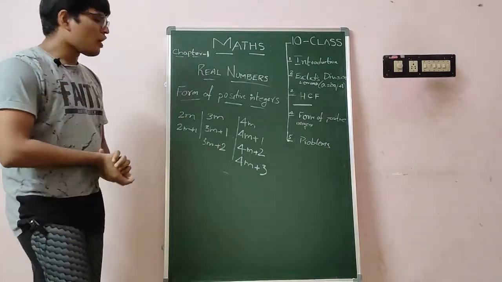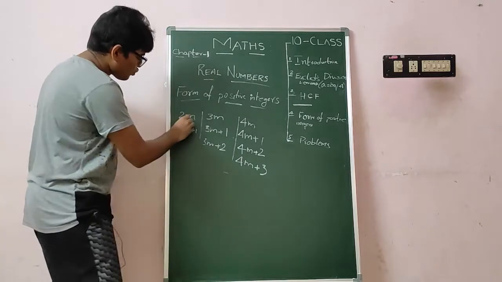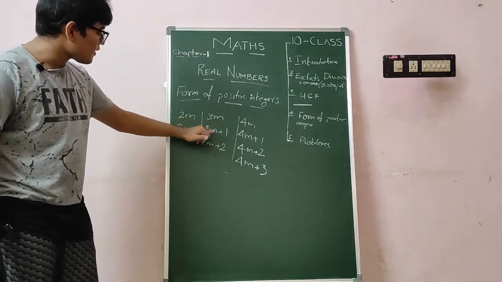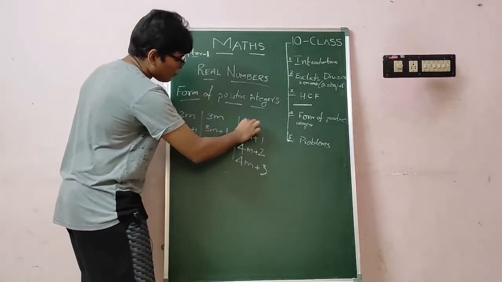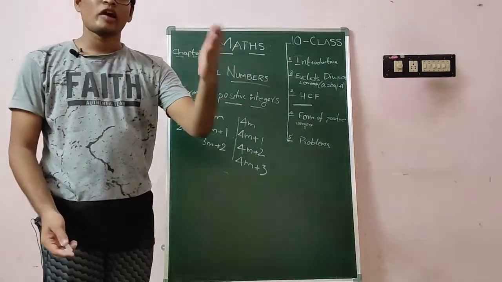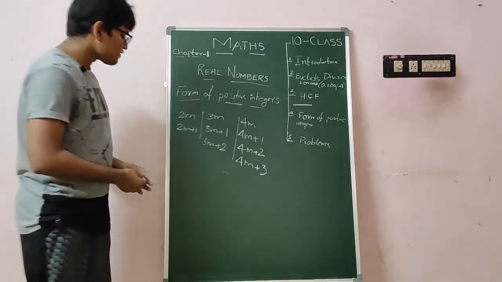As already discussed, every number is of the form 2m or 2m plus 1, and in terms of 3 it is in the form 3m plus 1 or 3m plus 2, or in terms of 4 it is 4m plus 1, 4m plus 2, 4m plus 3, and 5m plus 1, 5m plus 2, 5m plus 3, 5m plus 4. So here is a task for you students.